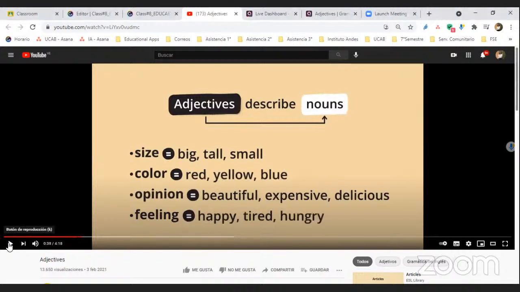Okay, so you can see that adjectives describe nouns, the size, the color of a thing, for example, or the opinion or the feeling about a person or opinion about a thing, okay? So we can describe nouns and describe their size, their color, their opinion, or their feelings too.